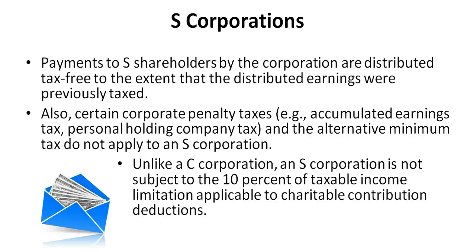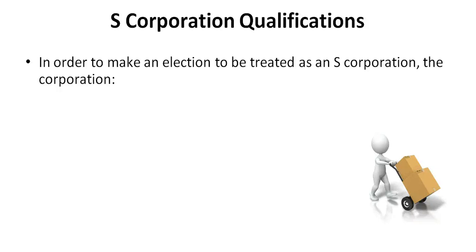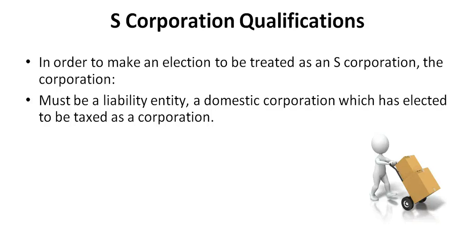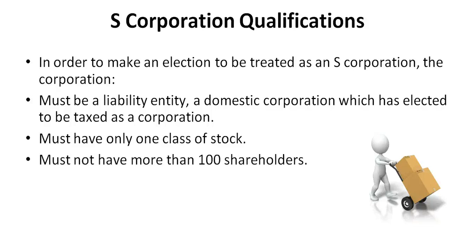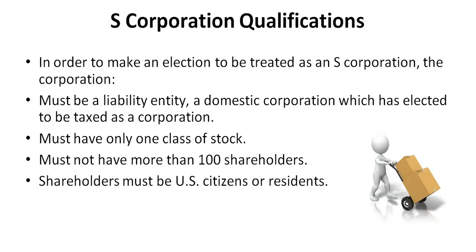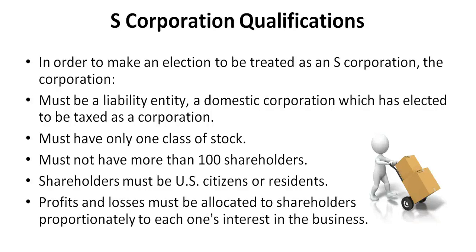Unlike a C corporation, an S corporation is not subject to the 10% of taxable income limitation applicable to charitable contribution deductions. In order to make an election to be treated as an S corporation, the corporation must be a limited liability entity, a domestic corporation which has elected to be taxed as a corporation, must have only one class of stock, and must not have more than 100 shareholders. Shareholders must be U.S. citizens or residents. Profits and losses must be allocated to the shareholders proportionately to each one's interest in the business.